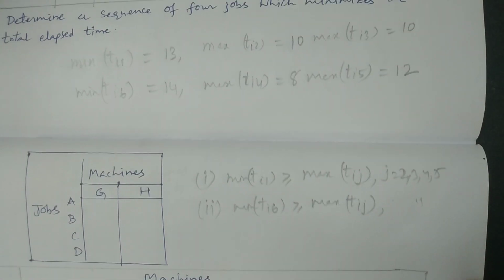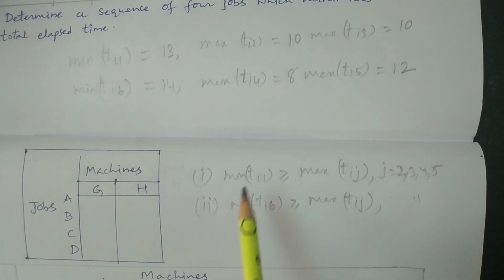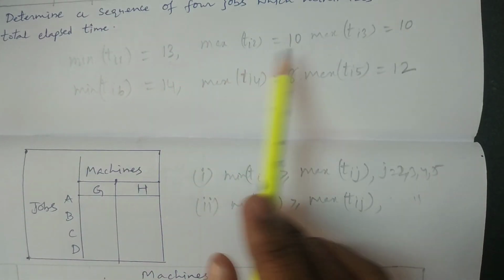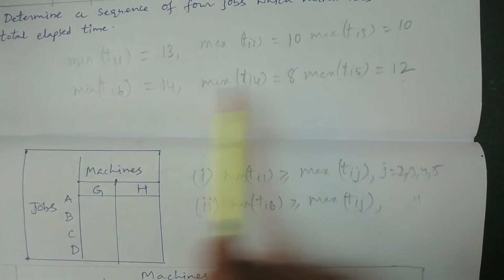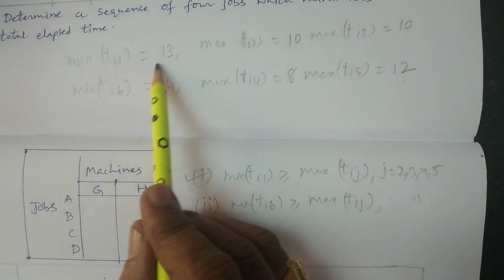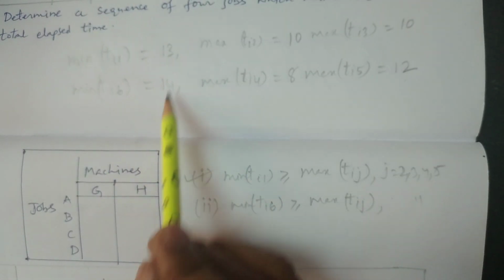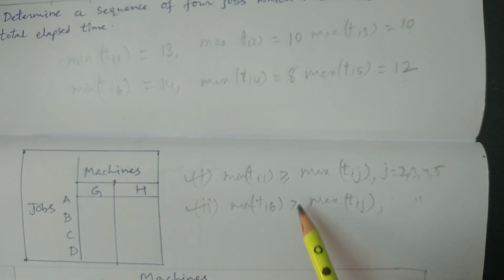Now you say which conditions are satisfied, condition 1 or 2 or both. The minimum of Ti1 is 13, and Ti2 is 10, Ti3 is 10, Ti4 is 8, Ti5 is 12. So it is greater than or equal to all, therefore condition 1 is satisfied. Similarly, the minimum of Ti6 is 14, therefore condition 2 is also satisfied. So both conditions are satisfied, therefore you can create 2 dummy machines G and H.